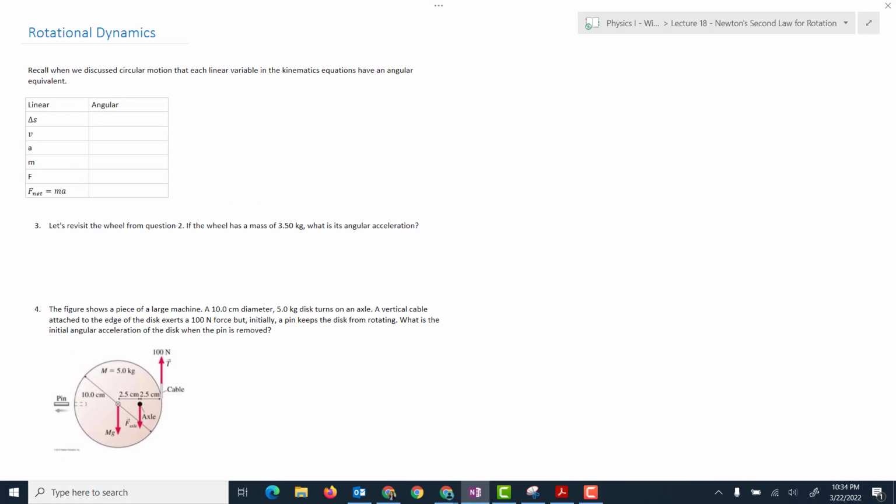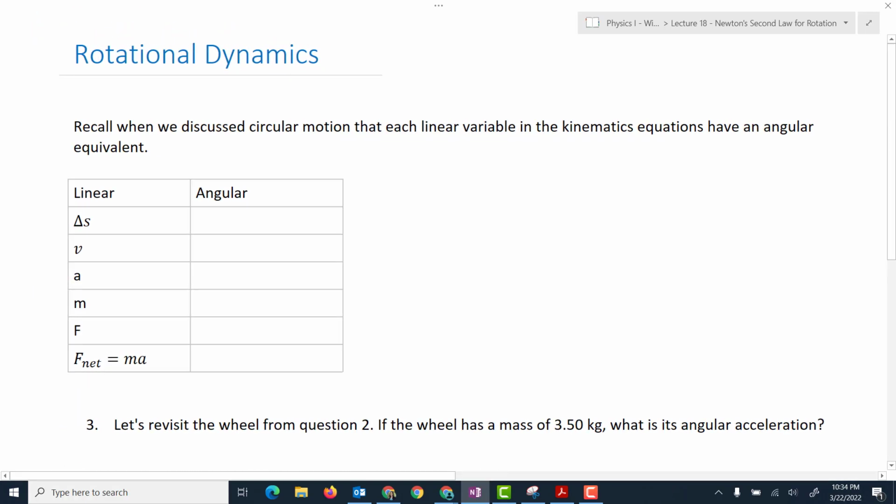All right, so now we're moving along. We're going to talk now about rotational dynamics. So recall when we discussed circular motion that each linear variable in the kinematics equations has an angular equivalent. So delta S, the angular version of that was delta theta. Rather than delta S being displacement, now delta theta is angular displacement. For the linear variable v, which was velocity, we have an angular version, which is angular velocity, omega. For the linear variable a, which was acceleration, we now have the angular version, which is alpha, angular acceleration.